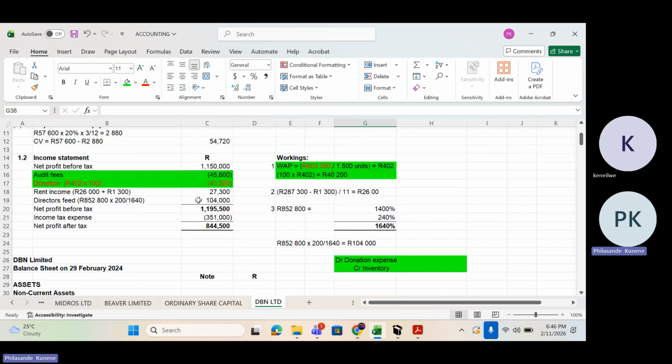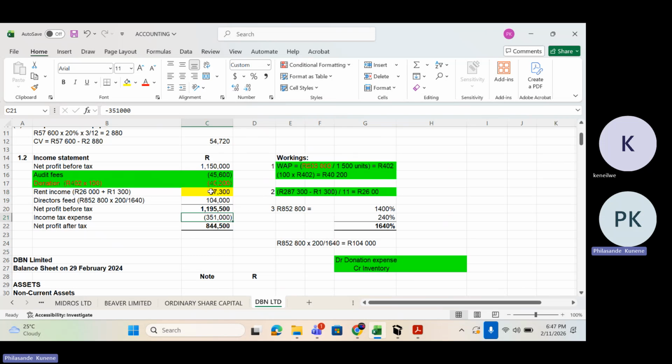And we did the calculation already for rent. I think we did work on it. I'm not sure how much it was. You remember it was 26, how much we got? If we look here at rent income, it was 26,000 plus 1,300 that was outstanding. In total, it is 27,300 rand.